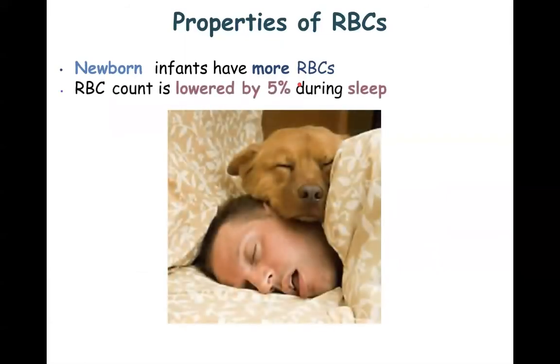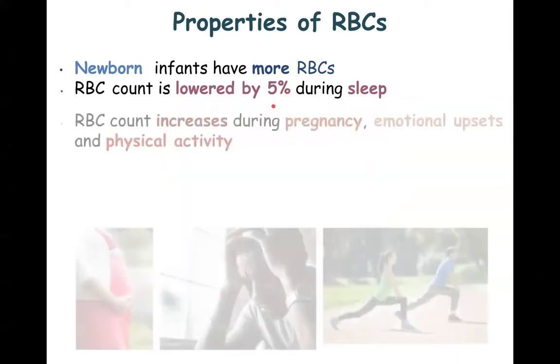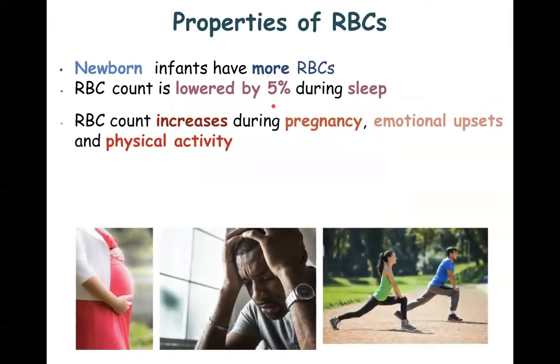RBC count is lowered by 5% during sleep. When we sleep, the death of RBCs occurs at that particular time. So at that time, therefore, the RBC count goes low. RBC count increases during pregnancy, emotional upsets, or physical activity.